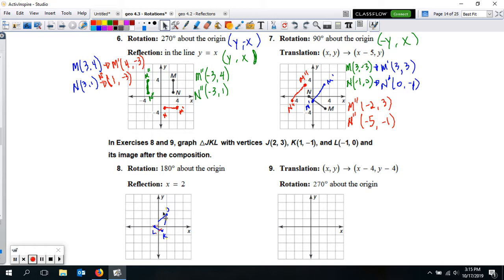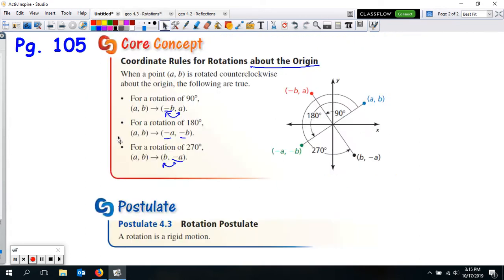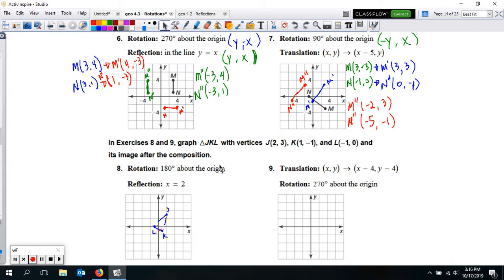So the first thing now to do to this and these points here, to do these original points, is to rotate it 180 degrees about the origin. So we can go back to our core concept there on 105, look at the 180. It just tells us keep those x and y's in the same position, just make them opposites. So we'll keep the x and the y's the same, but they're all going to be just turning to their opposites. So we'll talk about J prime.